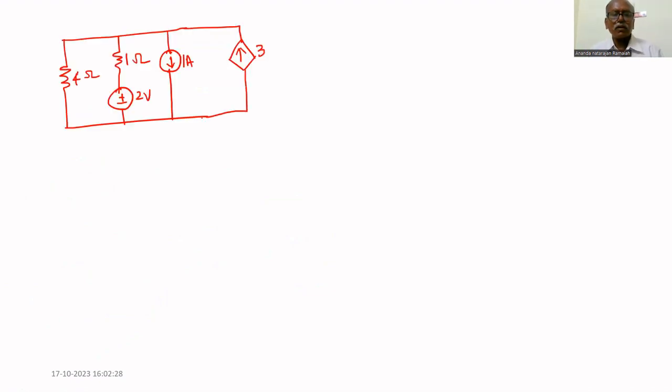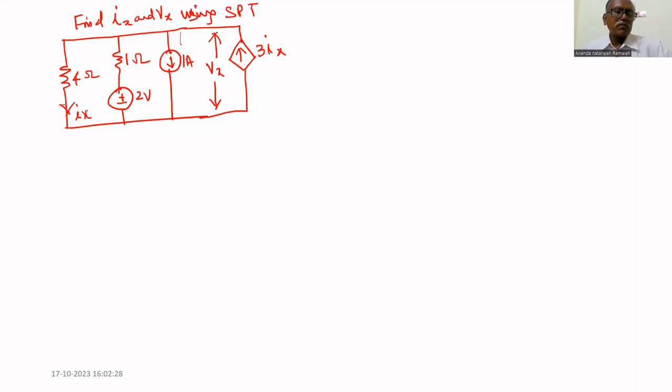This is a dependent current source. Let us assume that the current through this path is Ix, so the source is 3 times Ix. Let us assume that since it is a current source, the voltage is variable. The voltage across this current source is Vx. So the question is: find Ix and Vx using the superposition theorem.